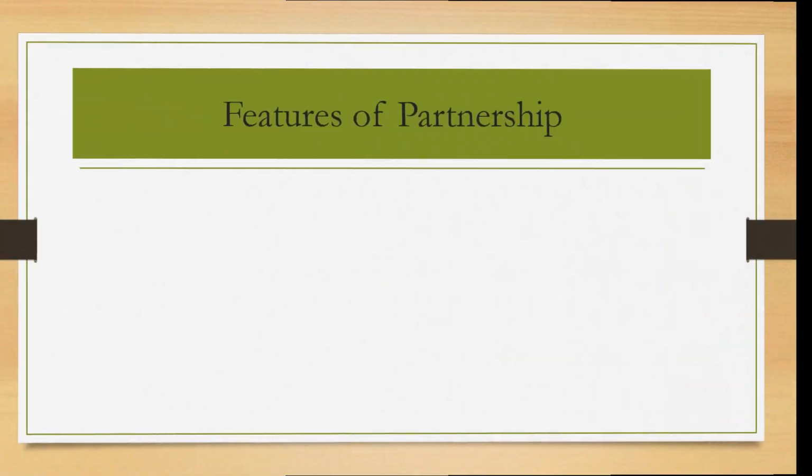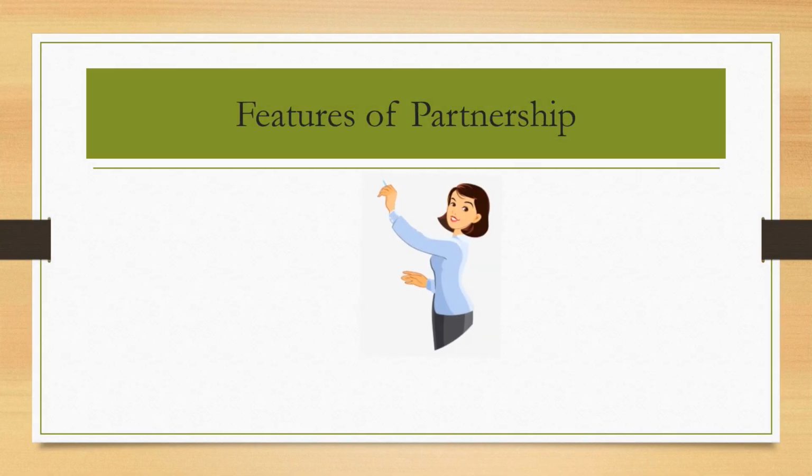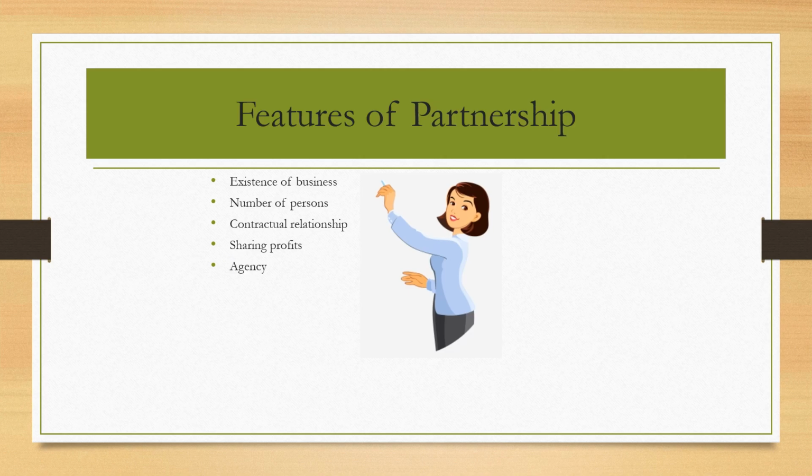And next, we are going to see the features of partnership. What are the features of a partnership? First one is existence of business. Whether the business is going to exist, for what duration. Second one is number of persons. How many persons are required to commence a partnership firm? The next, contractual relationship. It says about the relationship among the partners in a partnership firm. Next, sharing profits. In what ratio should the partners share profits? Next, agency. In what way is a partnership firm called an agency and how is each partner called an agent of the firm? Next, utmost good faith.